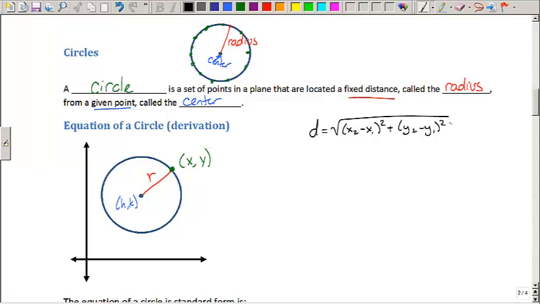So using the distance formula, I can relate the distance between the first point x1, y1 and the second point x2, y2. To relate that into our circles, I have 2 points and I know that there's a distance r between them. So I'm going to substitute, instead of my d for distance, in this case I'm going to use r for my radius.